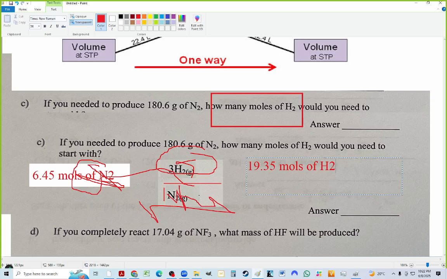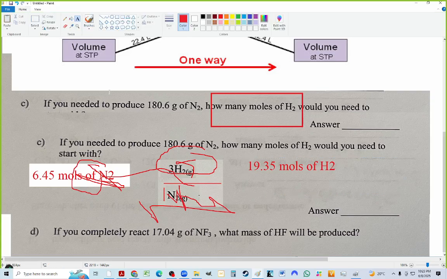$6.45 times 3 is 19.35. And we'd have to round, but we started with 4 sig figs, so that's good. Yeah, 19.35. We're chilling.